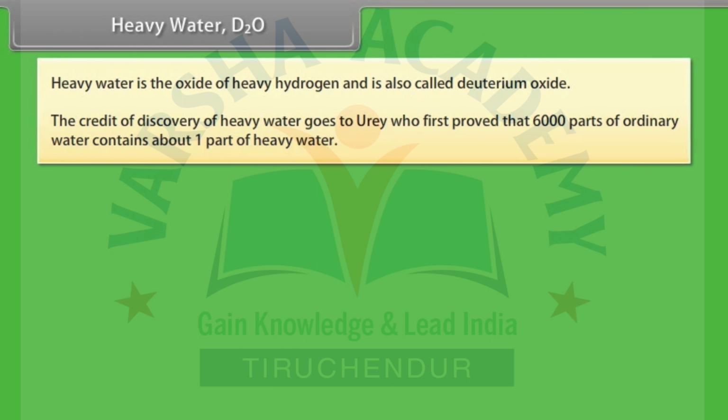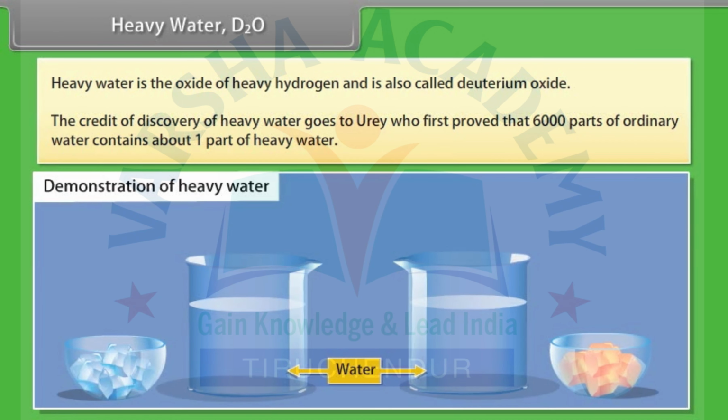Demonstration of heavy water. Firstly, take 2 beakers filled with water. Drop an ice cube which is blue in color in the first beaker and see that ice floats on water. In another beaker, drop another ice cube which is red in color, made of heavy water, D2O. You will see that the ice cube sinks in the water. This is due to the fact that deuterium is a heavier isotope than hydrogen and it changes physical and chemical properties of water.